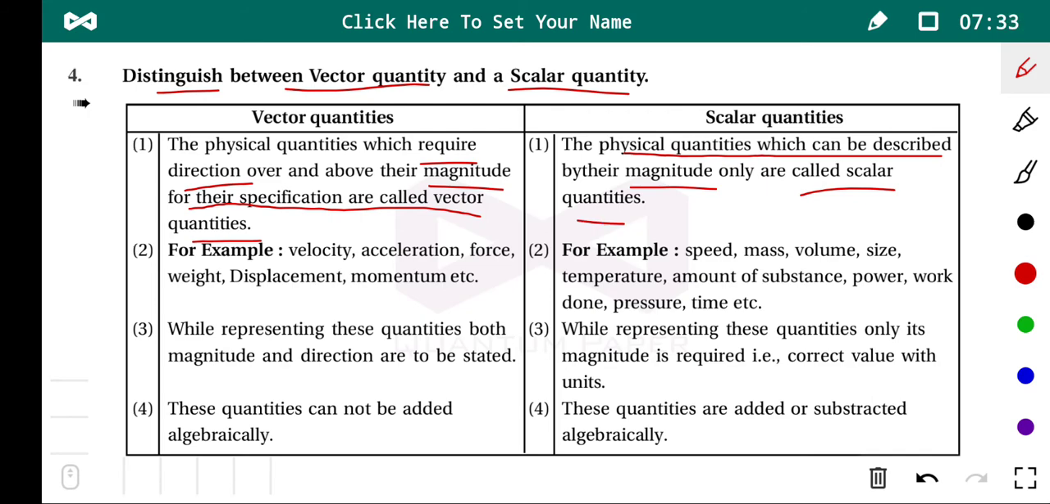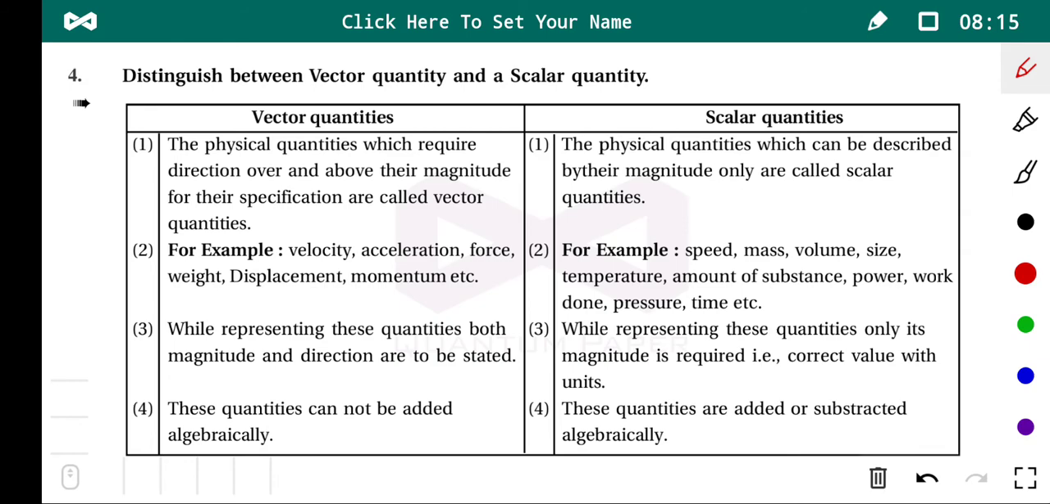Now, vector quantities are like velocity, acceleration, force, weight, displacement, momentum. All of these are vector physical quantities. Whereas scalars are speed, mass, volume, size, temperature, amount of substance, power, work done, pressure, time, etc. These physical quantities we can study in further chapters. When we move on to further chapters, we will know how it is a scalar and how it is a vector. So we just remind it now.